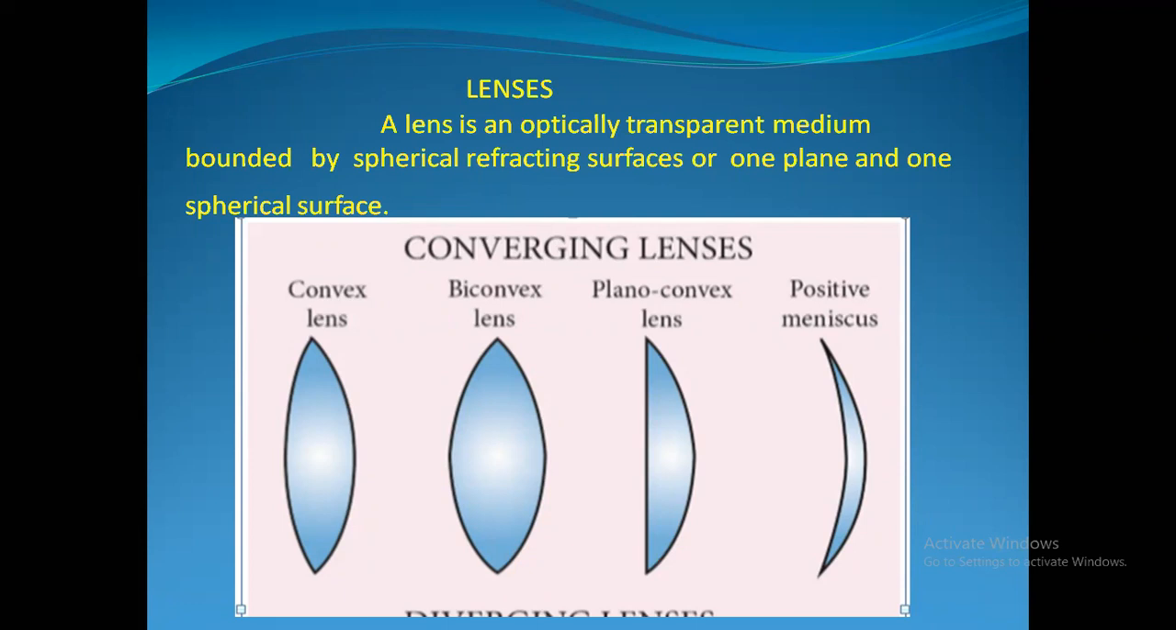What are the scatterers? According to the scatterers and the energy, what are the kinds of scattering in the light? First is Rayleigh scattering, Mie scattering, and then Tyndall effect and Raman scattering. These are the types of scattering according to the scatterers. By the energy, the scattering is divided into two types: elastic scattering and inelastic scattering.